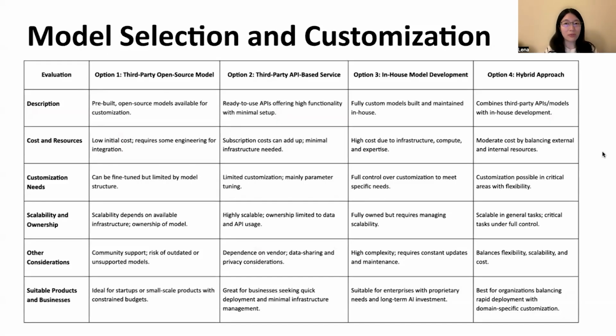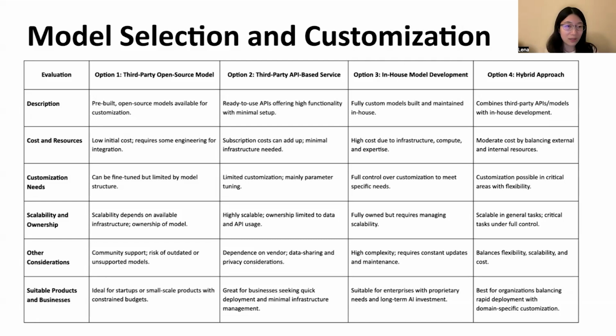After data preparation, another important task for the team to accomplish is model selection and customization. There are different ways to approach this. There are already third-party open source models out there, or third-party API-based services. We can also build a model from scratch in-house or adopt a hybrid approach. And there are pros and cons to each option.